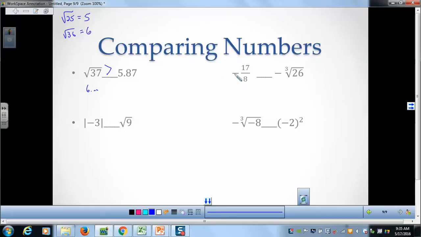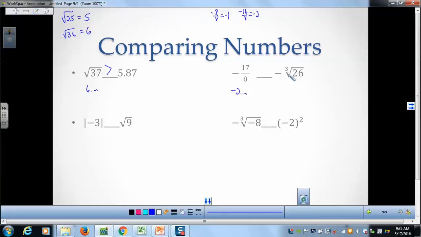Now, when we move over here, we can look at this one. Once again, we can think about wholes here. So -8/8 would be -1 whole. -16/8 would be -2 wholes. And so what I can see is that this is 17/8. So that's a little bit bigger than this. So it's going to be a little bit more than that. So it's going to be -2 point something. And we'll leave that here.